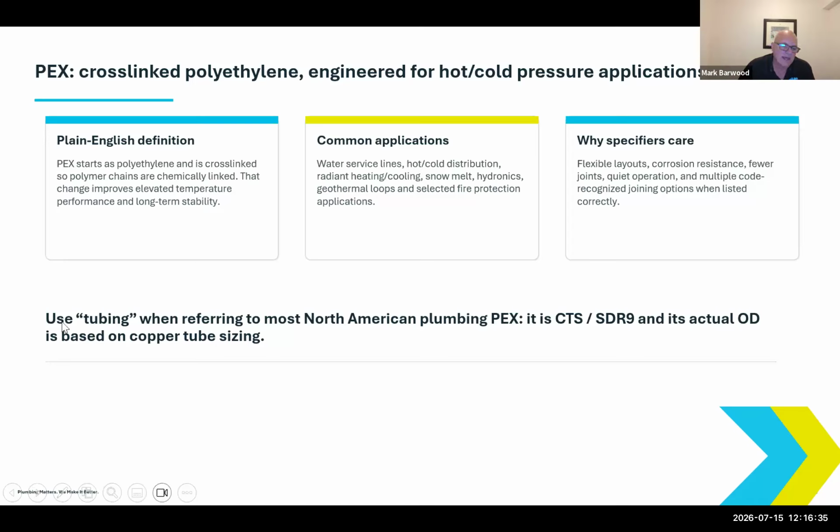Again, I just want to reiterate, used tubing are referring to most North American plumbing PEX because it is copper tube size, CTS, or SDR9 is the actual standard. And it's based on the OD of the pipe. Not quite OD. It's not like a refrigeration pipe where they say 3/4 OD, and if you measure it, it's exactly 3/4 OD. But the SDR9 standard talks about the OD of the pipe.